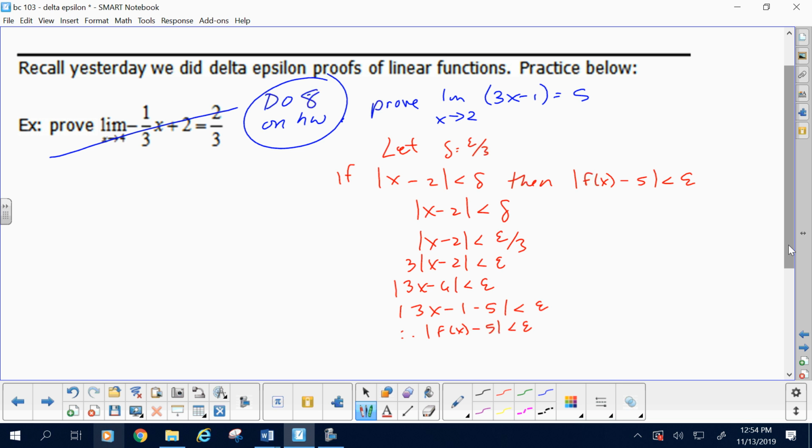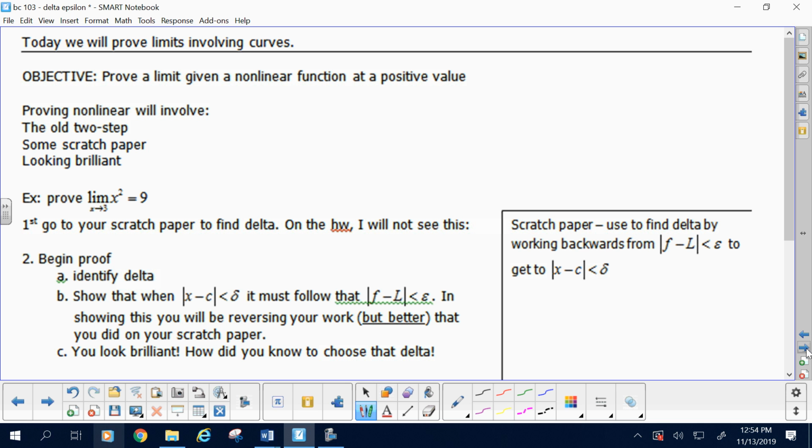But this is so cool. You're going to love this because, first of all, it makes you feel smart. And who doesn't want to feel smart, right? So, check this out. Proving a limit of a nonlinear function at a positive value. I don't know if we'll do negatives. Negatives are quite a bit harder, but we'll talk about it. We'll see how it goes with positives, I guess.